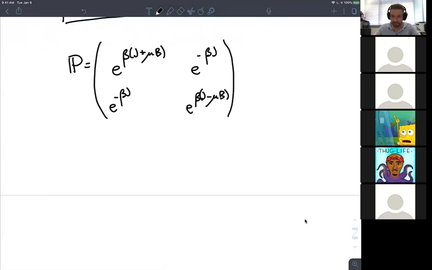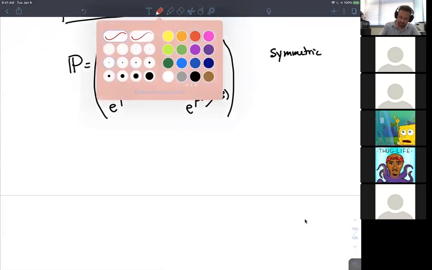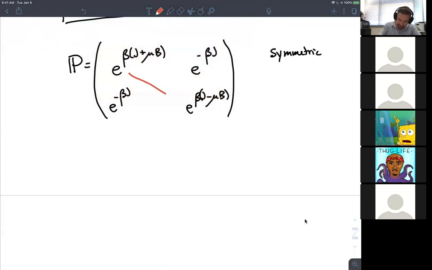Notice one thing about this. It is symmetric. This is the diagonal, and what a symmetric matrix means is that the elements off the diagonal, specifically this and this, are the same. So the off diagonal elements of this matrix are the same. That means that the P matrix is symmetric.